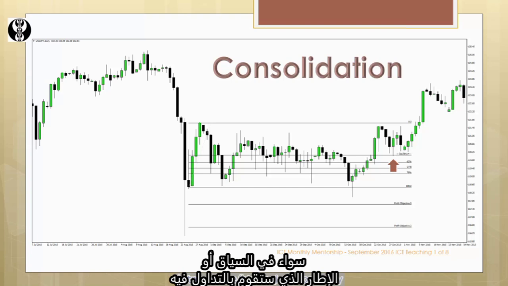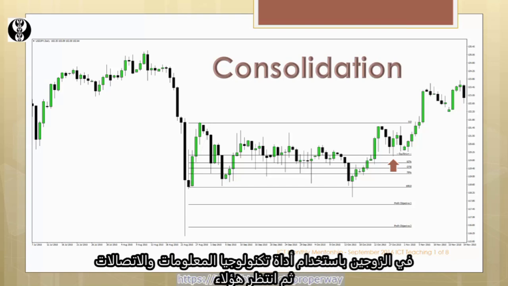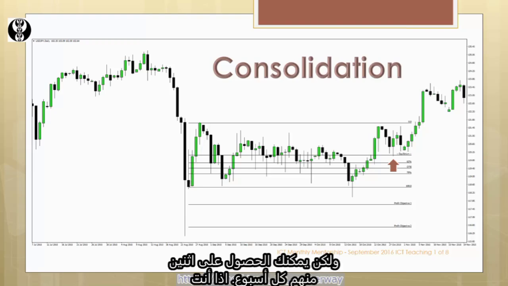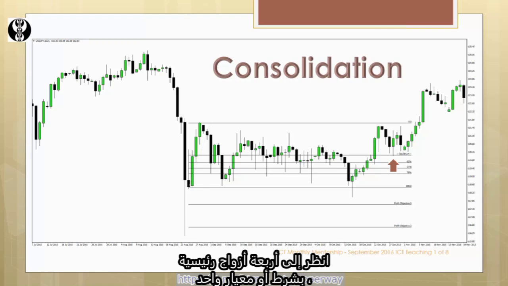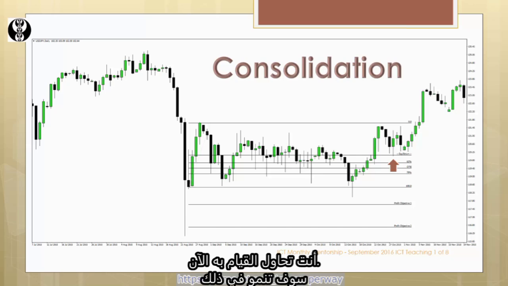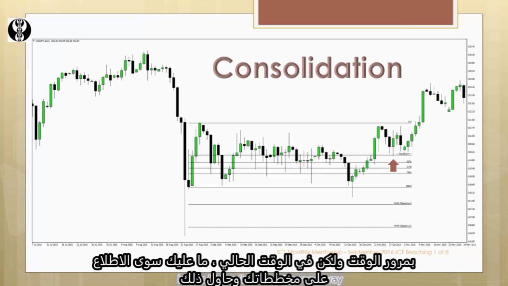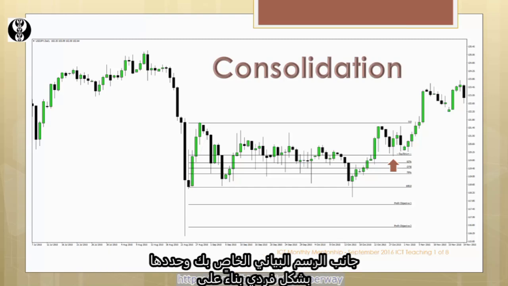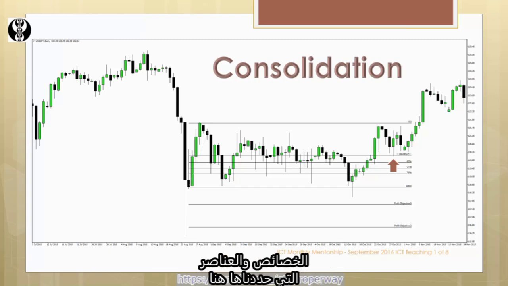You know what context or framework you're going to trade in, couple that with an ICT tool, and then wait for those conditions. You're not going to get a trade every single day, but you can get a couple of them every single week. If you look at 4 major pairs with one condition or criteria, you'll find a trade every single day. But that's not what you're trying to do right now. You're going to grow into that over time. But for now, just go through your charts and try to look at all the examples that's already happened in the left side of your chart and outline them individually based on the characteristics and elements that we've identified here in this teaching.